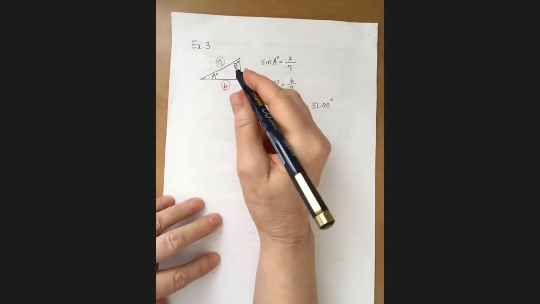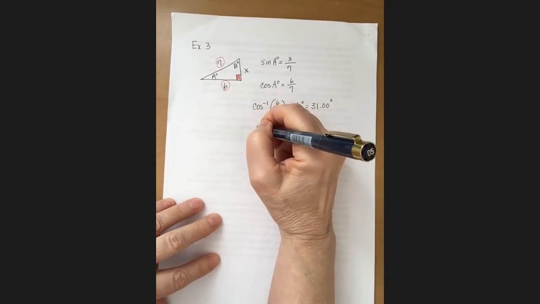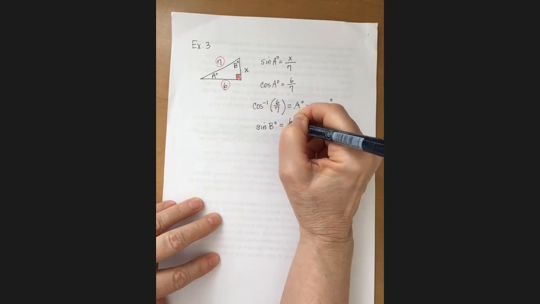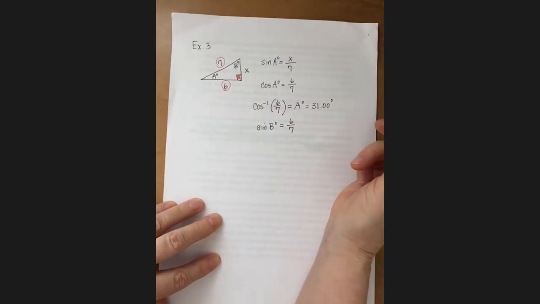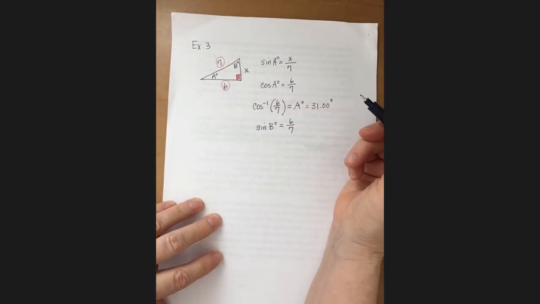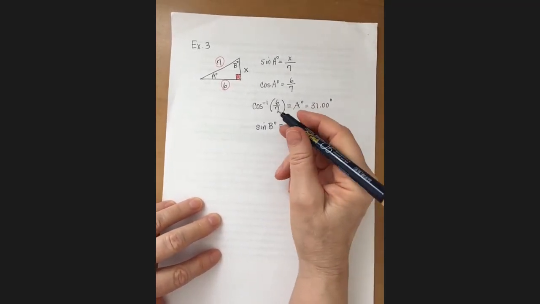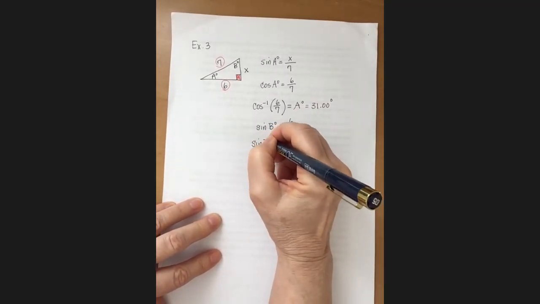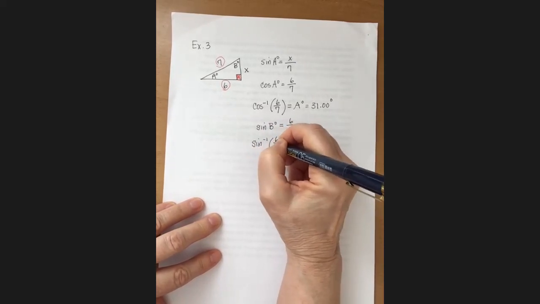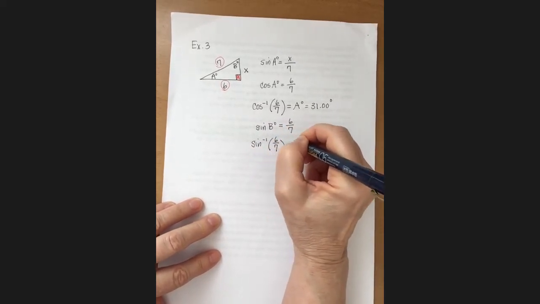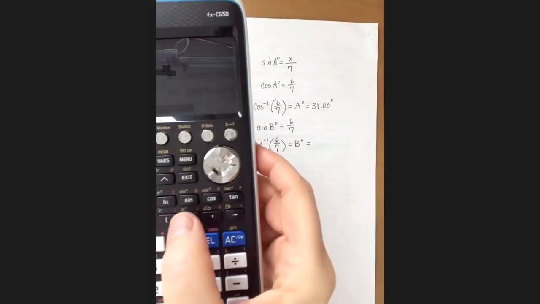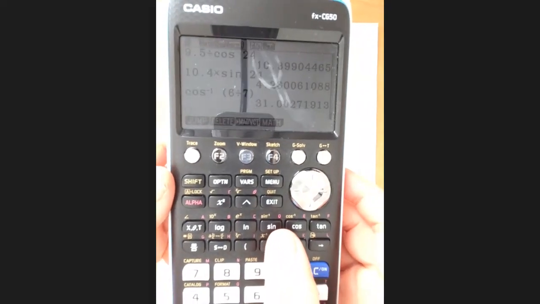We can do the same thing with B. Look at the sine of B. The sine of B is the opposite, the 6 divided by 7. Isn't that interesting? The sine of one of the acute angles is equal to the cosine of the other acute angle. Okay, so what we want is the sine to the -1 of 6 divided by 7, and that's going to give us B. So in the same way, the sine to the -1 is in yellow above the sine.